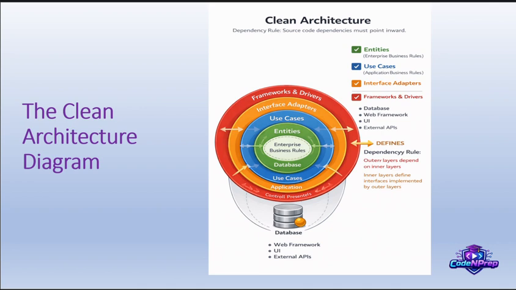So let's see the architecture diagram of clean architecture. This is a very famous architecture diagram. It is represented using concentric circles from inside to outside. As you can see, there are entities, use cases, interface adapters, frameworks, and drivers. Now let's explain each layer in detail.